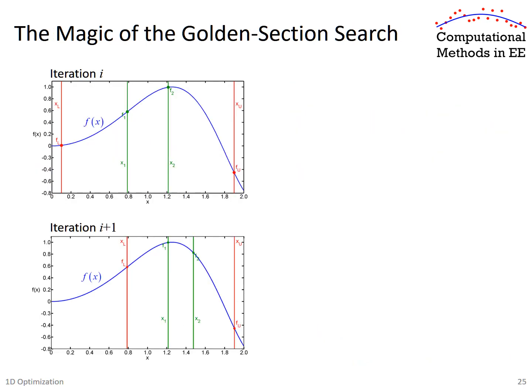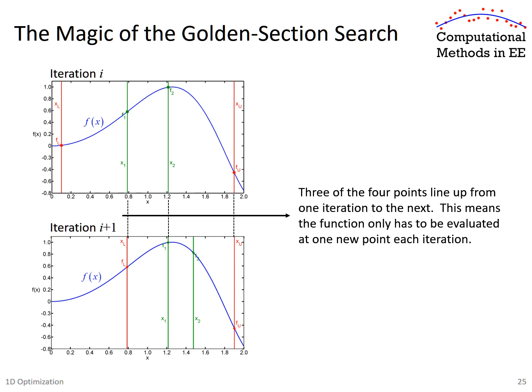So in one slide, here is the magic of the golden section search, which I've said a few times, so you should get it by now. Here's iteration i, and here's the next iteration. In the next iteration, we've closed in on one side of the previous iteration, but notice how the lines coincide. Our new lower limit is x1 from the previous iteration. Our new x1 is x2 from the previous iteration. And our upper limit is the upper limit from the previous iteration. We have a new x2 at a new point. That's the only one for this next iteration where we have to evaluate the function.